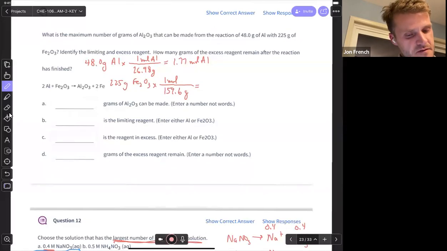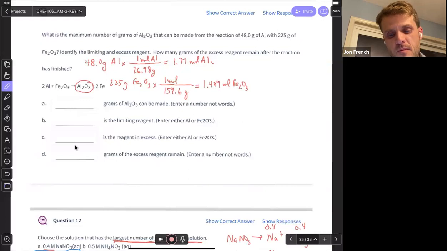225 divided by 159.6, I've got 1.409 moles of the iron oxide. Again, I can't do anything with this number directly because they're still not in the same unit. So I can't compare those as to finding the limiting reagent yet. I want to convert them both to aluminum oxide so I can compare those numbers directly. So to do that, I go to the balanced chemical equation. That tells me I need 2 moles of aluminum for 1 mole of aluminum oxide.